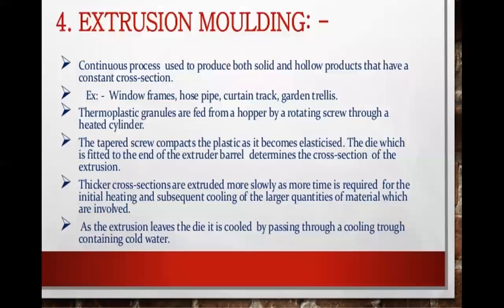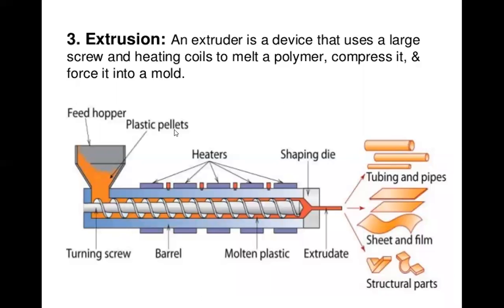Next, coming to the third method, which is known as extrusion molding. Extrusion molding is also somewhat similar to injection molding. See here, it is also a device that uses a large screw and heating coils. Like injection molding, here also the heating coils are there to melt the polymer, compress it, and force it into the mold.